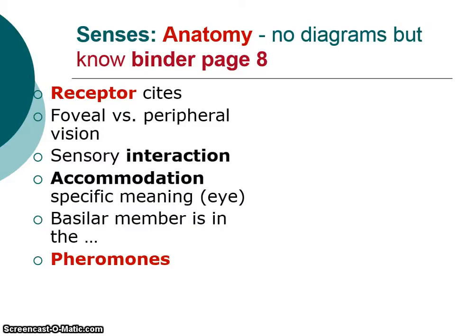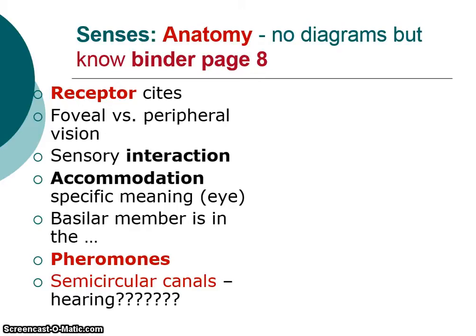And pheromones. This was something that I added to your binder, so make sure you don't overlook these. Those unconscious acting chemicals that repel us from those to which we are related, so incest doesn't occur. And then semicircular canals have nothing to do with hearing, only balance. So please don't forget that.